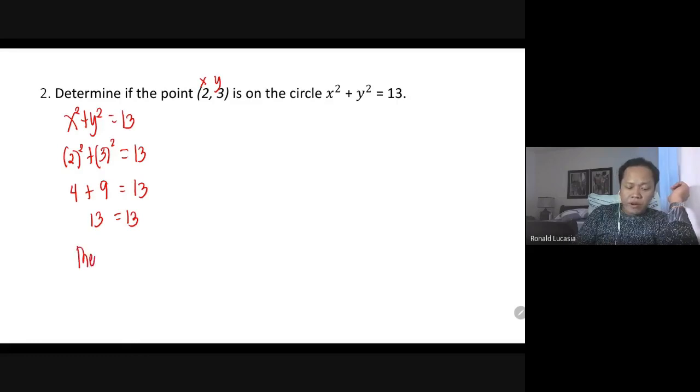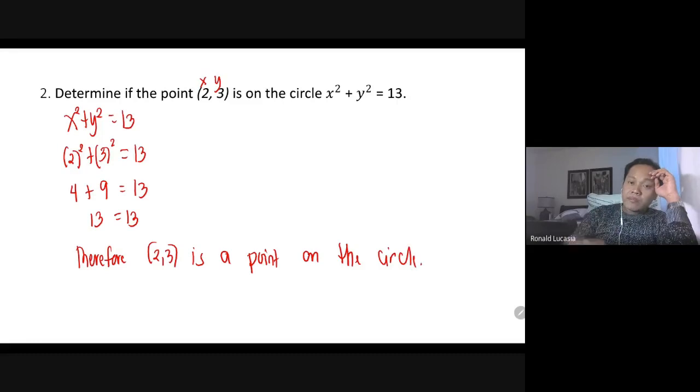Then therefore, do not forget the conclusion: (2, 3) is a point on the circle. You can verify that by graphing if the circle x squared plus y squared really passes through the point (2, 3). If that will pass, then (2, 3) is a solution to the given circle.